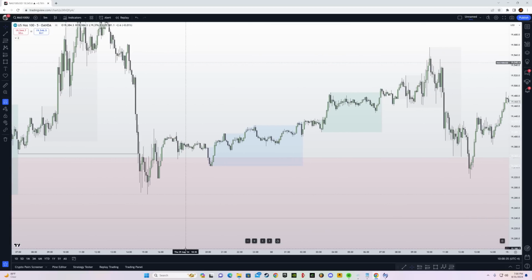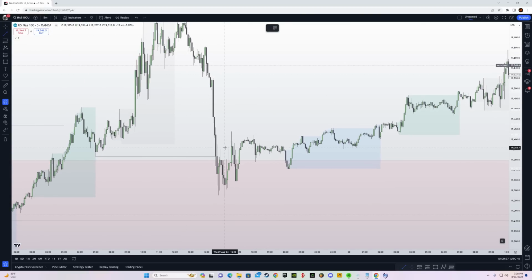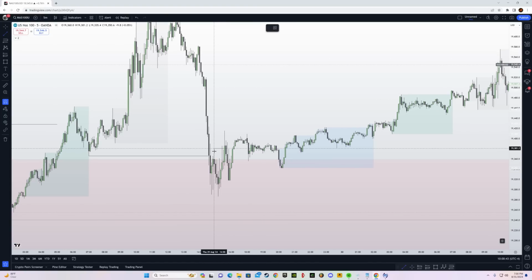And then you can see that just around here, we have another market structure shift. So now we can look to take our entry. All right. And you have this order block, right? And if we use our premium and discount zones, we can take our entry from the order block that is below the 0.5 level, right? So we can maybe take our entry from this level right here.